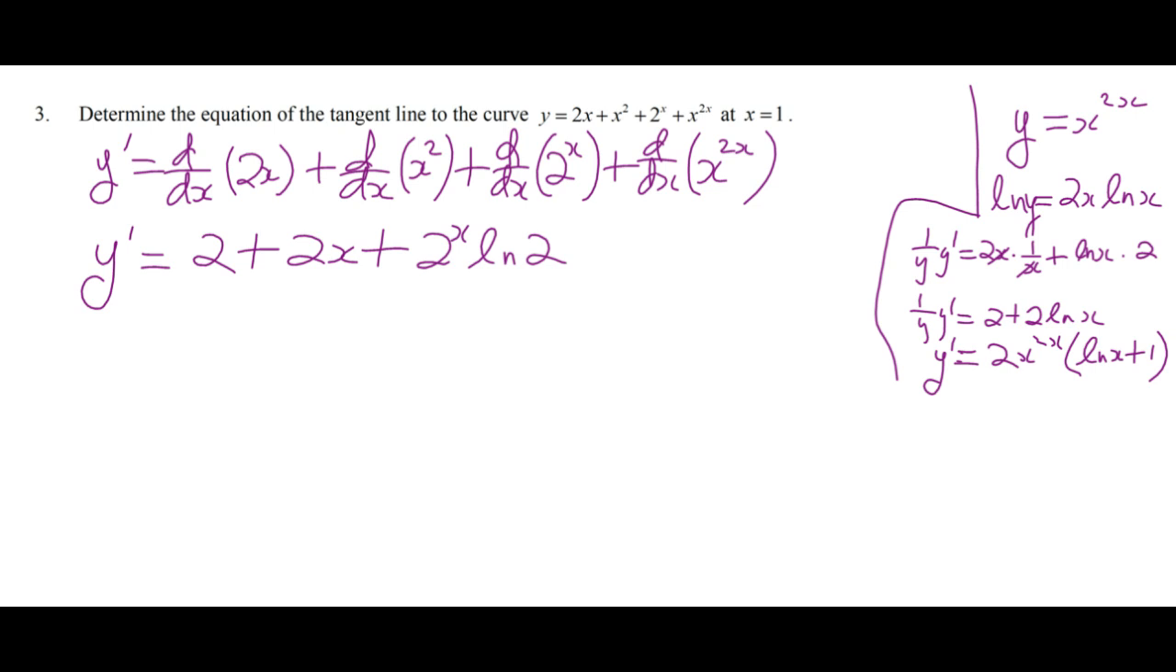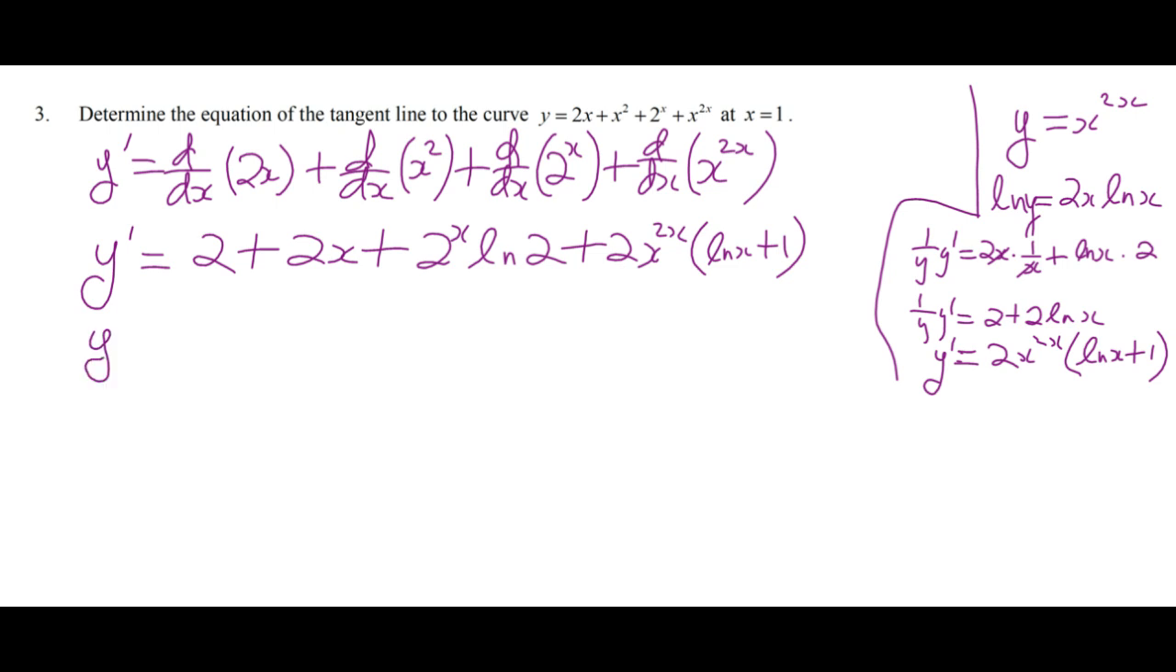And let's fill that in here. Plus 2x to the 2x times ln x plus 1. Okay, so the only expression there, you could have done logarithmic differentiation for the whole thing, right? You could have done the ln of 2x plus the ln, and so on, but you don't need to. Okay, what did we want?